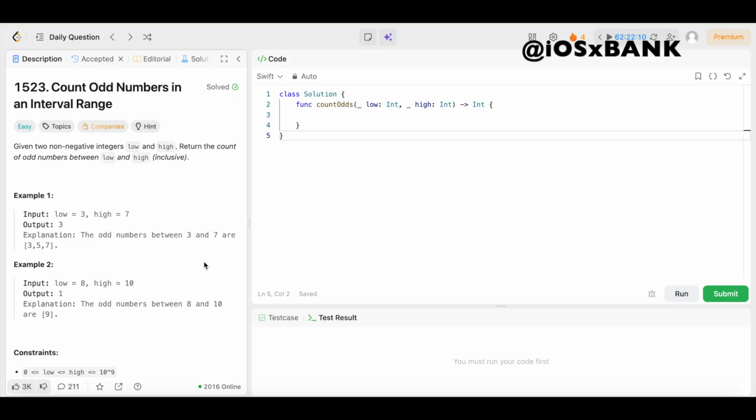The solution is not that difficult at all. And guess what? We got a one-liner. That's right, we can solve this in one line of code.